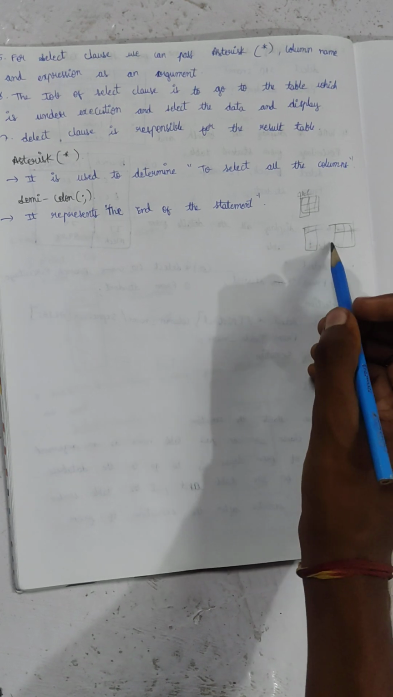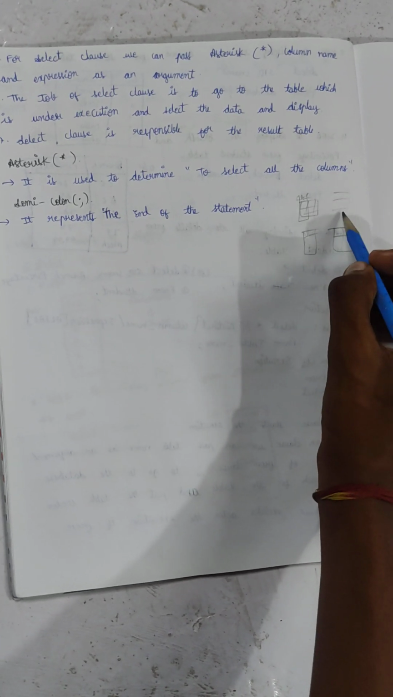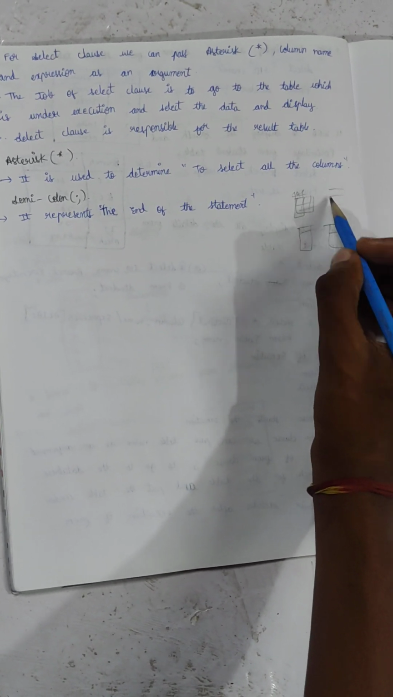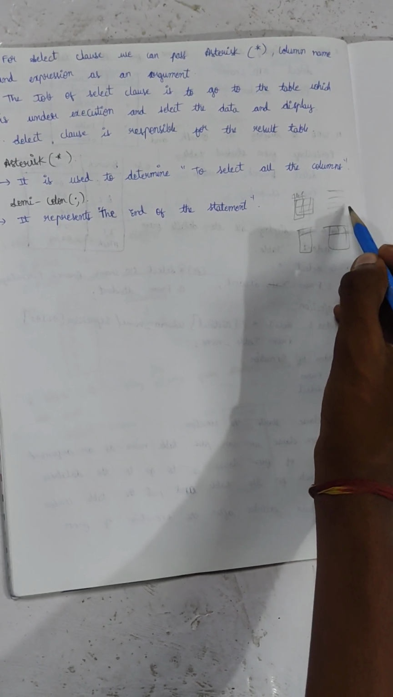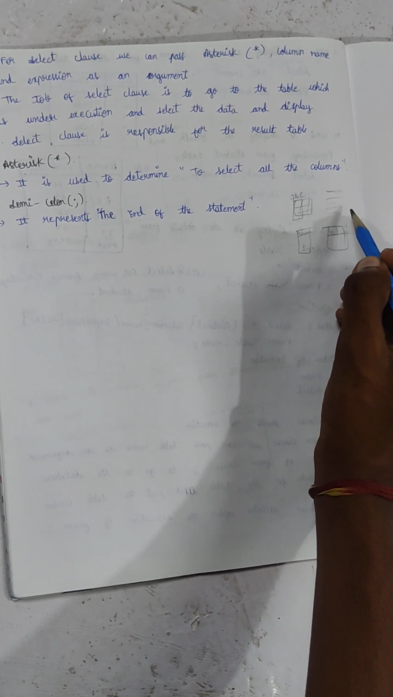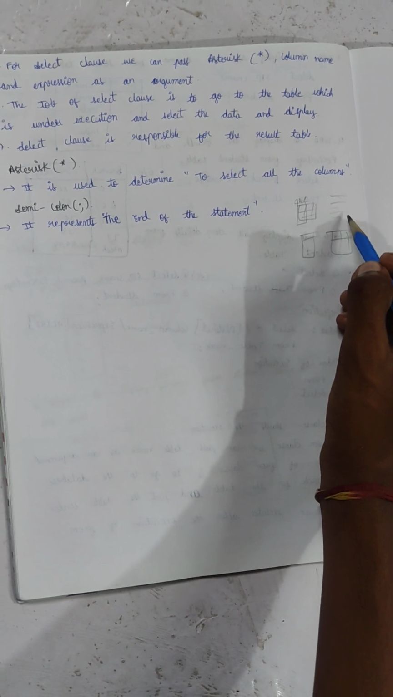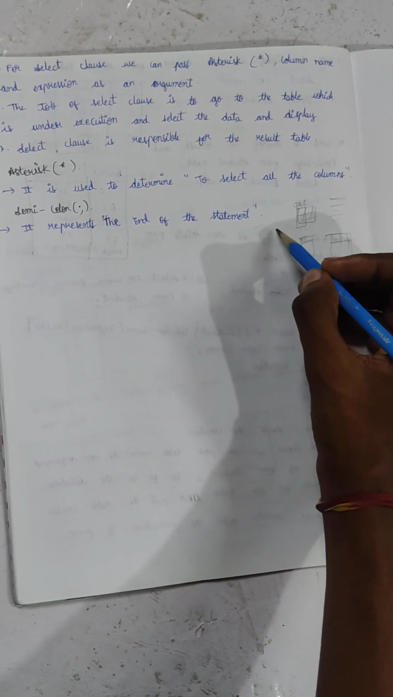Semicolon is the end of the statement. If we have 10 lines of query, the semicolon will be placed at the end of the 10 lines of query. It is used to mark the end of the statement.